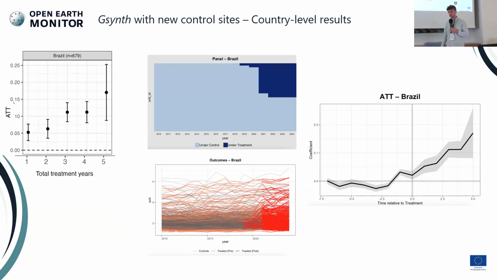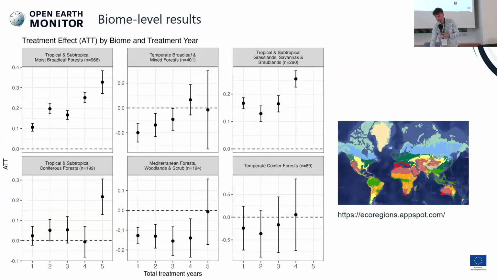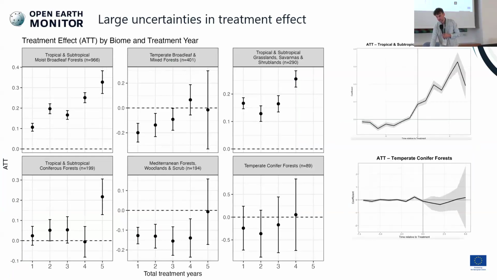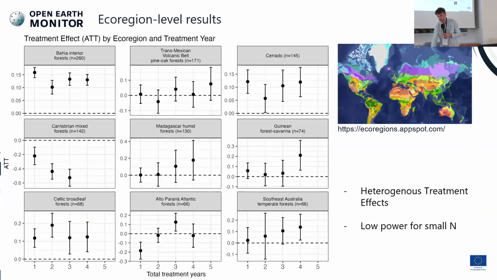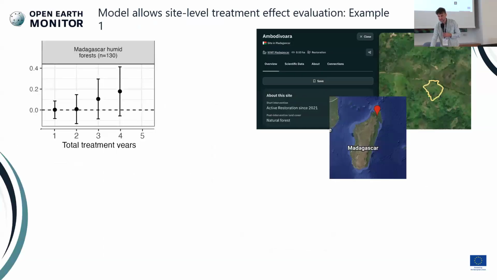If you apply this for a country like Brazil, you can then get an average treatment effect across the whole country like this. And you can split this analysis based on different hierarchies. So you can do it on a biome level, on an ecoregion level, or on a global level. And then you get treatment effect results for each of these hierarchies. So this would be on the ecoregion level, taking the most abundant ecoregions in our data set.